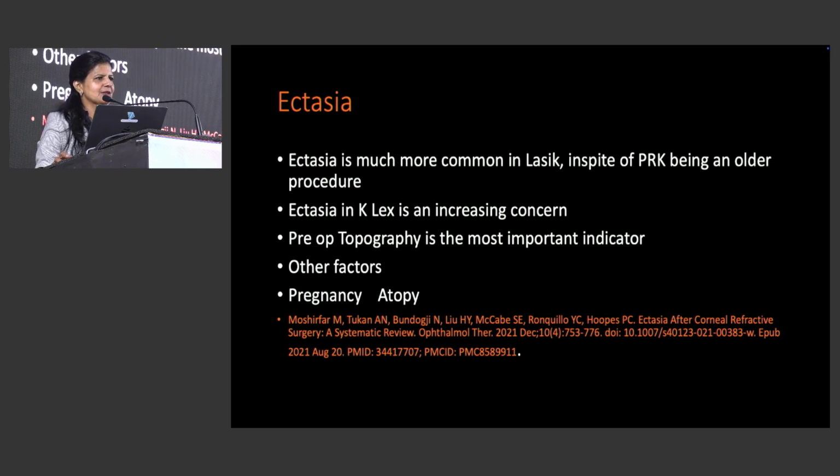Ectasia is of importance in both procedures, but then, like Santon earlier mentioned, it depends on the pre-op workup more.